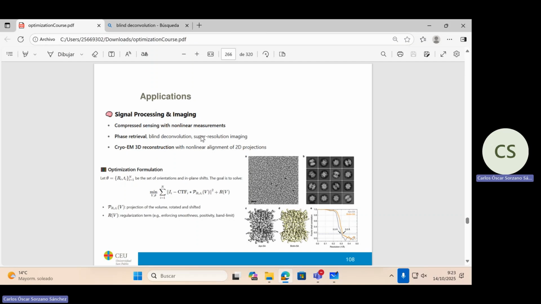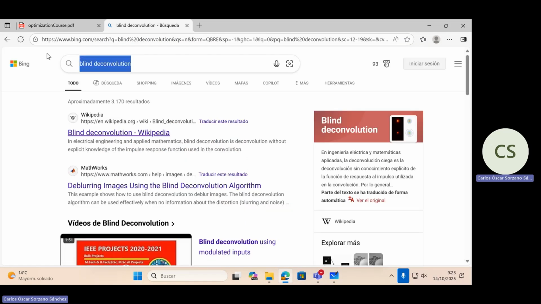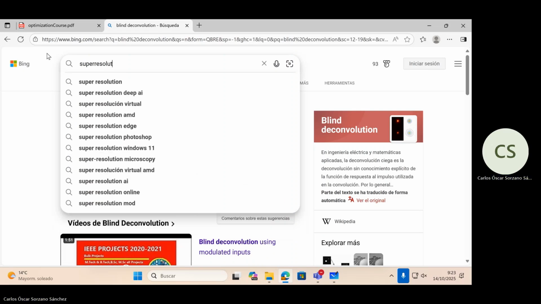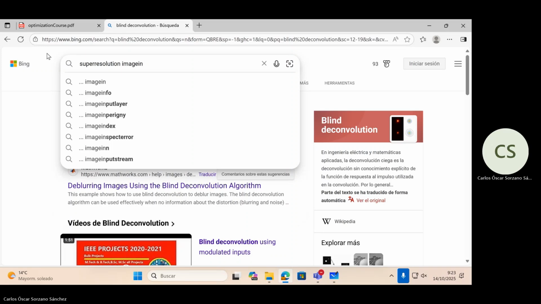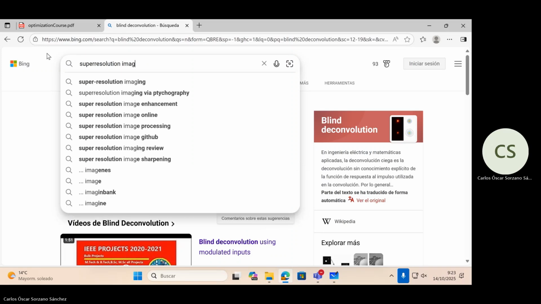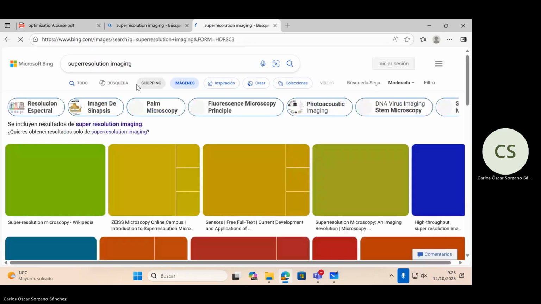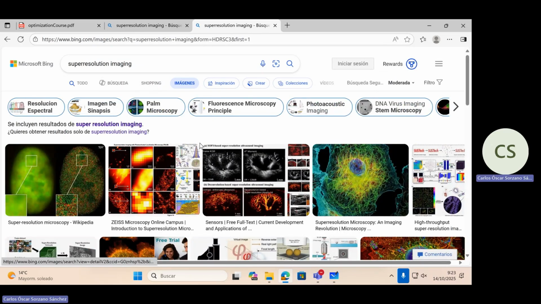So blind deconvolution, and super resolution is very nice. Super resolution. So super resolution is this.